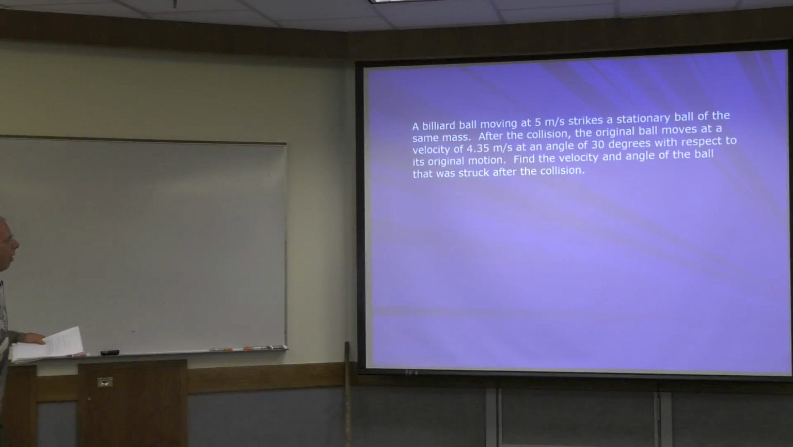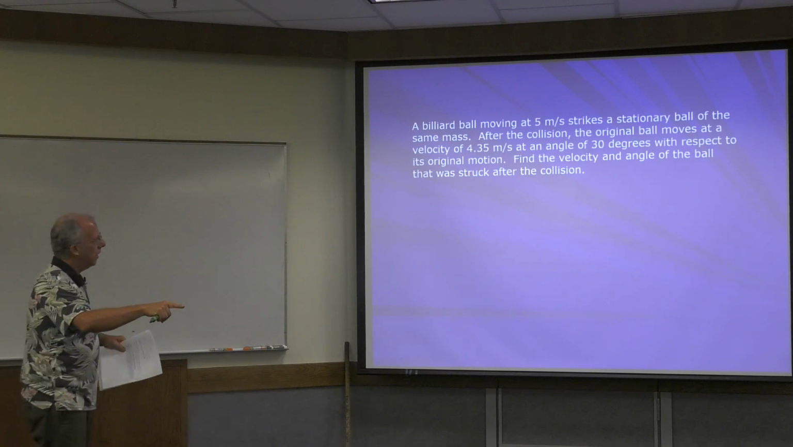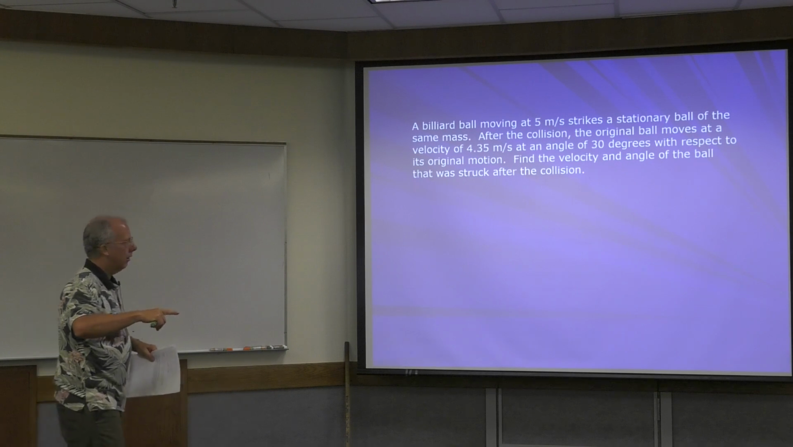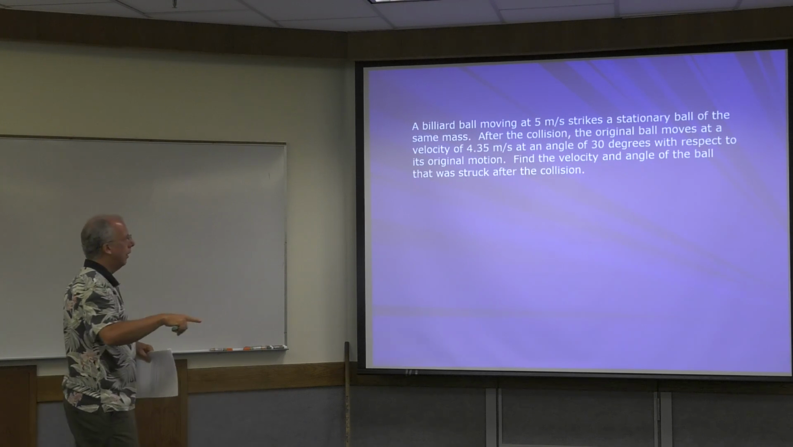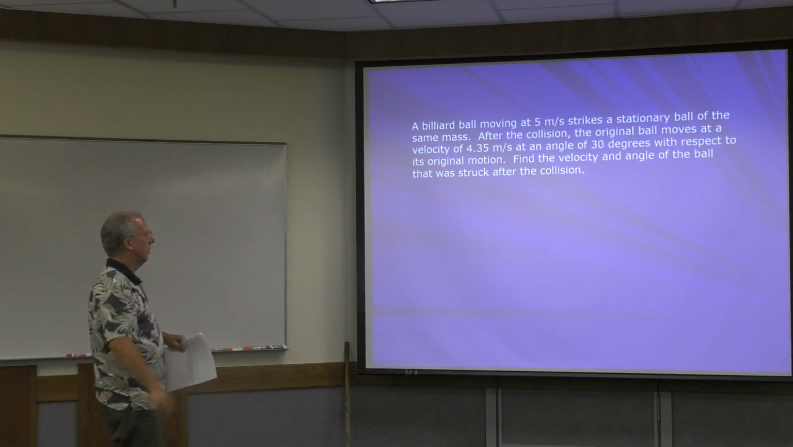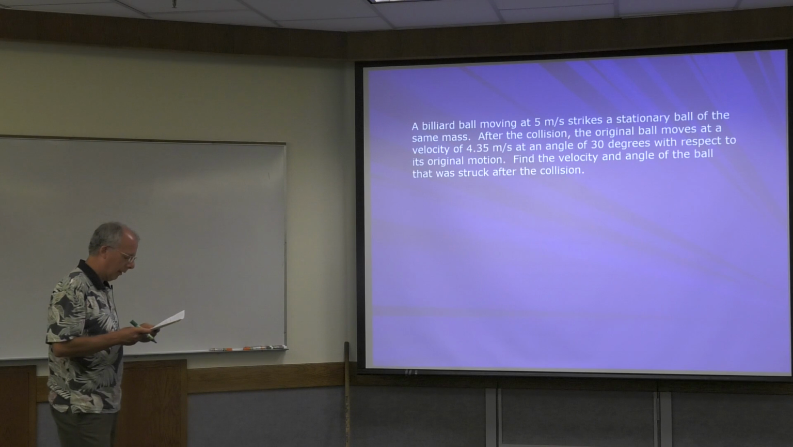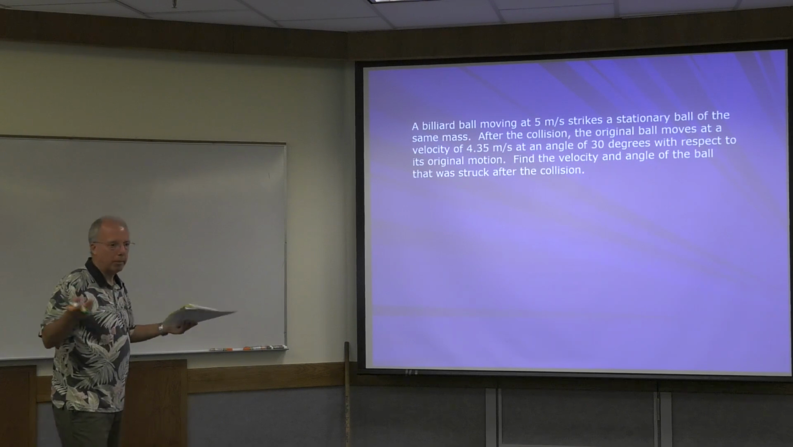Okay, a billiard ball, a pool ball, moving at 5 meters per second, strikes a stationary ball, same mass. After collision, the original ball goes at this velocity at a certain angle, and the other one goes somewhere else. So we want to find the velocity and the angle of the ball that was struck. So it's a two-dimensional momentum problem.